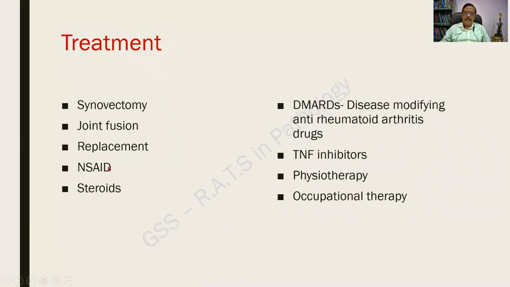And the treatment is mentioned here. The non-steroidal as well as steroids can be given. Sometimes a surgical treatment such as synovectomy, fusion of the joints, or replacement. Sometimes there are drugs that are used to modify the disease, the disease-modifying anti-rheumatoid arthritis drugs, and TNF inhibitors. Physiotherapy and occupational therapy form the mainstay after the diagnosis is made, helping the patient to come back to the routine life.